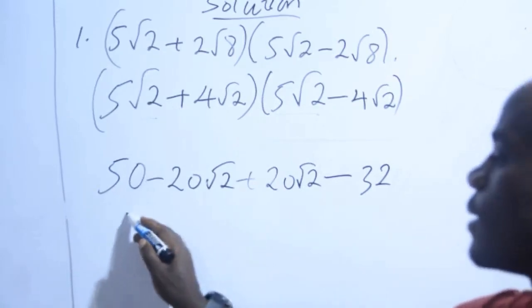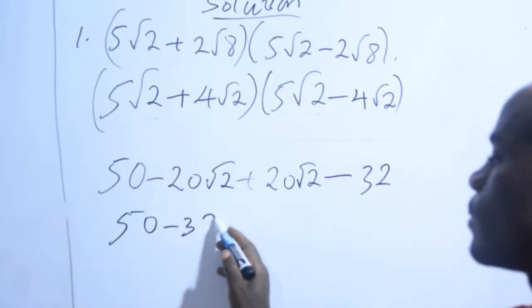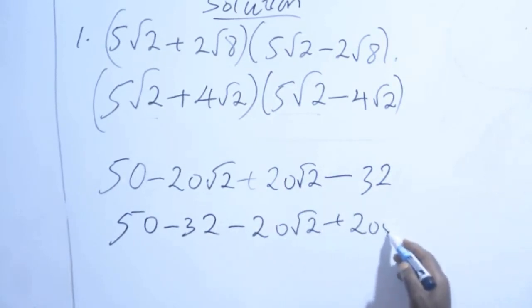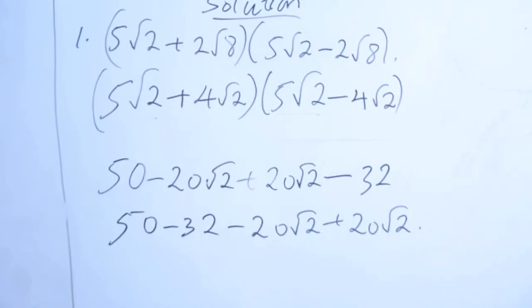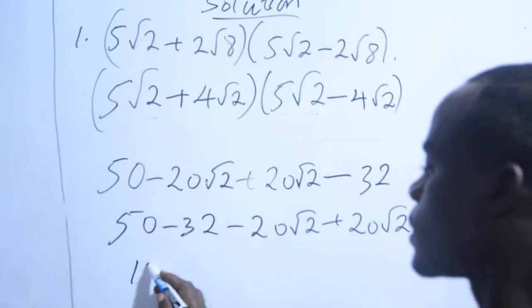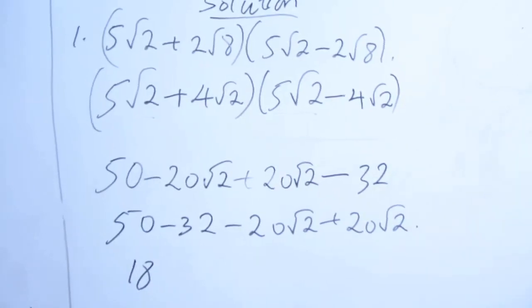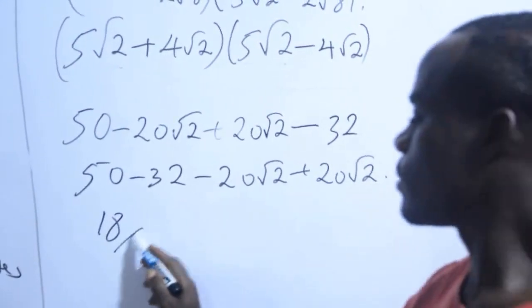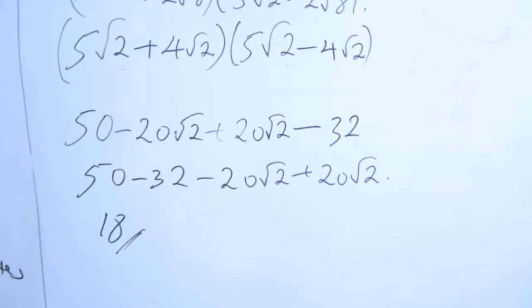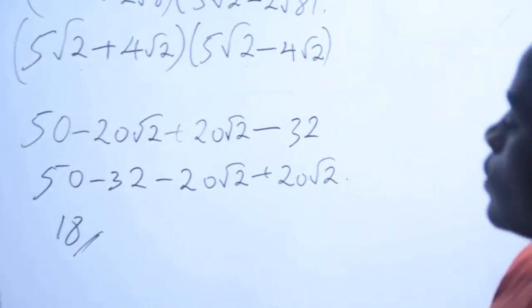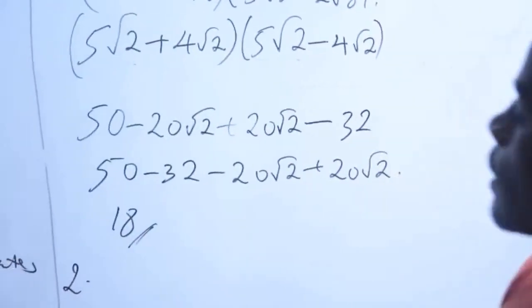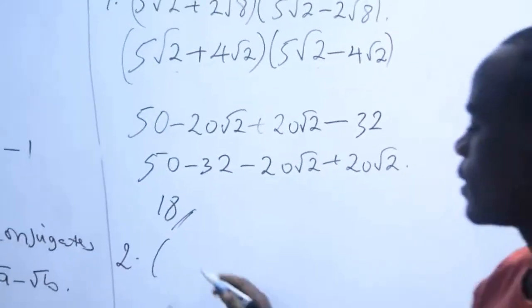Okay? And then minus 20 root 2 plus 20 root 2. And then 50 minus 32 is 18. Okay? And minus 20 root 2 plus 20 root 2 is 0. So 18 becomes our final answer here. So you see 18 is a rational number, and therefore it is true that these two are what? Conjugates. Okay? So the second one, we have to be sharp with that because we've understood the concept, I believe.